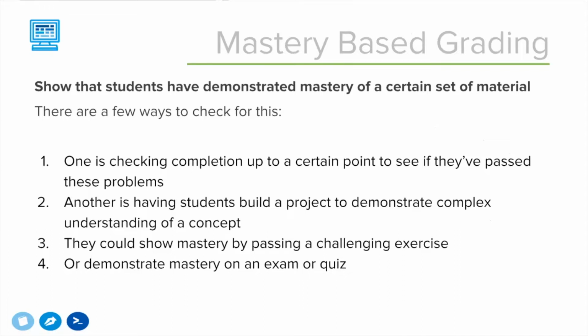For a typical computer science class, we encourage teachers to consider mastery-based grading. Through this method, you can show that students have demonstrated mastery of a certain set of material. There are a few ways to check for this. One is checking completion up to a certain point to see if they've passed specific problems. Another option is having students build a project to demonstrate complex understanding of a concept. A third option could be showing mastery by passing a challenging exercise. And then another option is to demonstrate mastery through an exam or quiz or another type of assessment.